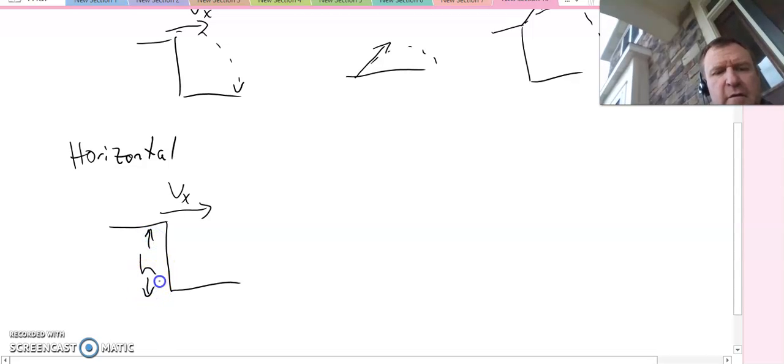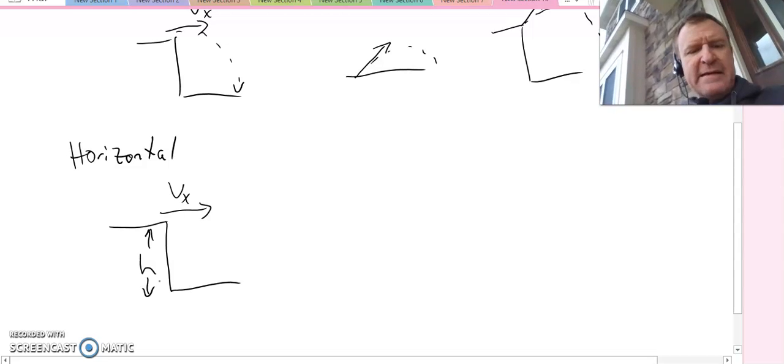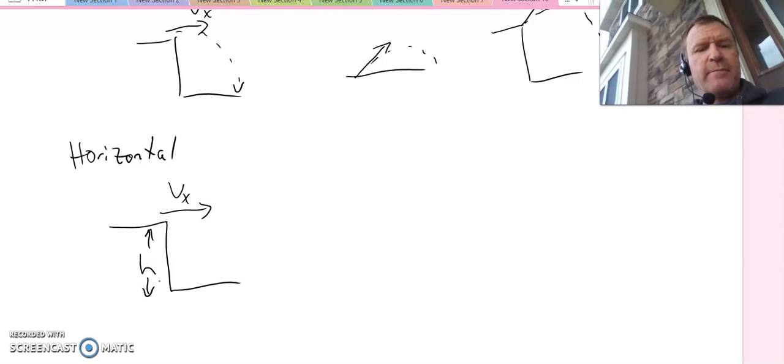Now, the time it's in the air is only going to depend on the height, and that's it. Okay, because gravity is what's pulling the object down. Gravity is what's going to dictate the time. So you only look in the y direction to figure out time for really any projectile.